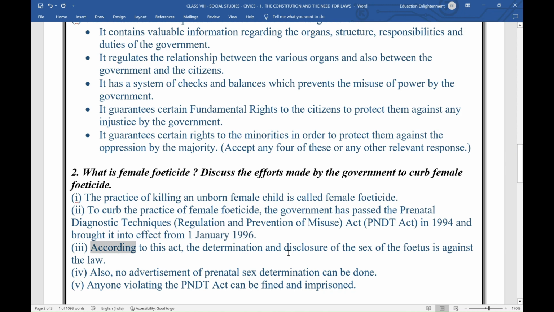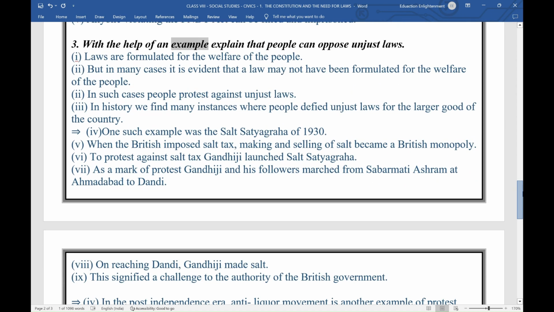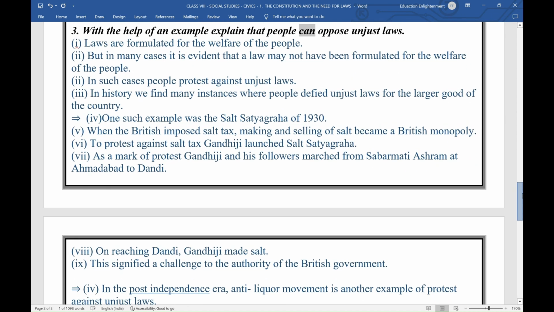3. According to this Act, the determination and disclosure of the sex of the fetus is against the law. 4. Also, no advertisement of prenatal sex determination can be done. Anyone violating the PNDT Act can be fined and imprisoned. 3. With the help of an example, explain that people can oppose unjust laws.